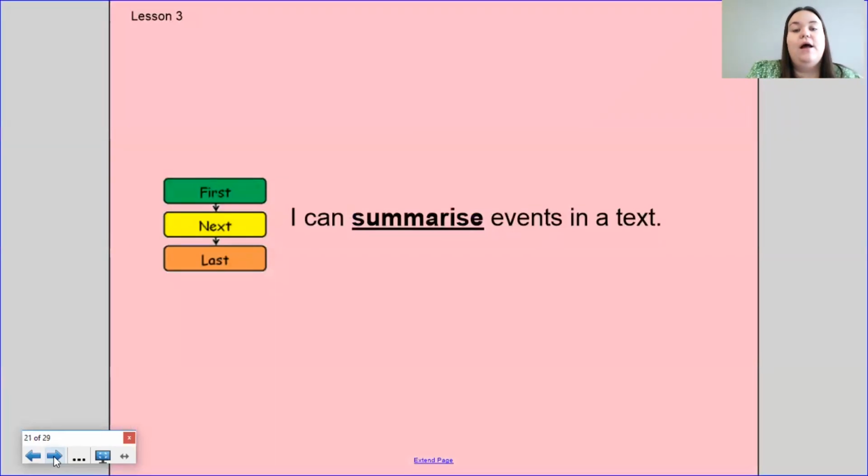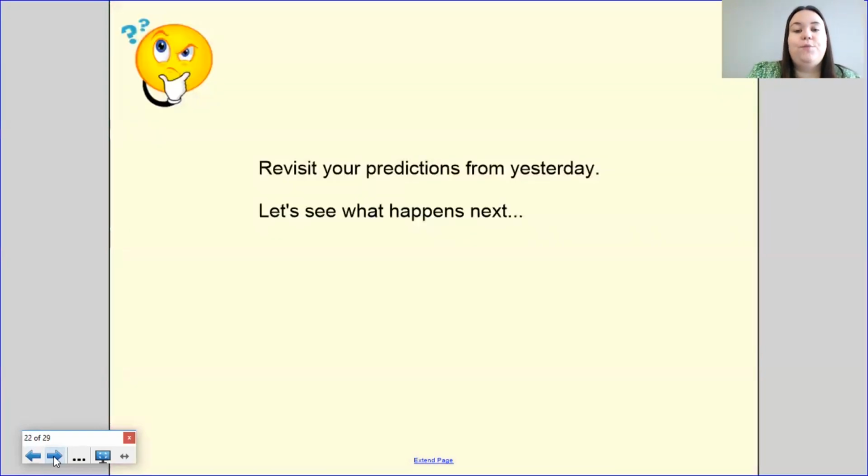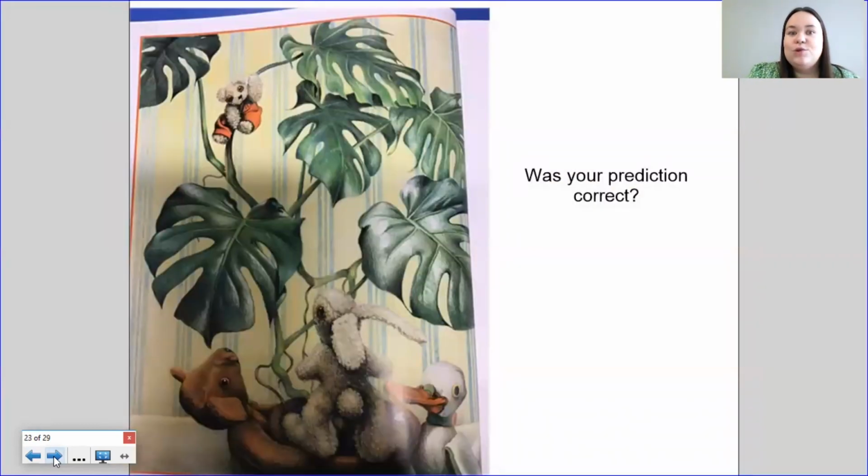And lesson 3, I can summarise events in a text. So if you paused, I'd like you to revisit your prediction from yesterday. What was it? Try and remember what you said, and we're going to find out what happens next. Was your prediction correct? Did you think Little Bear would climb the tree, or the plant, I should say, sorry? Or did you think it might have been one of the other characters?